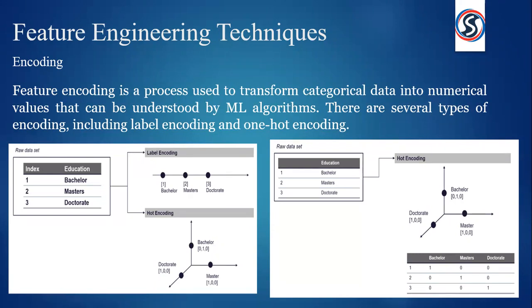So then you will have to go to the one hot encoding method. Label encoding cannot be the best approach when there is no proper order in your categorical data. Then you will have to go for one hot encoding. So what is this one hot encoding method?